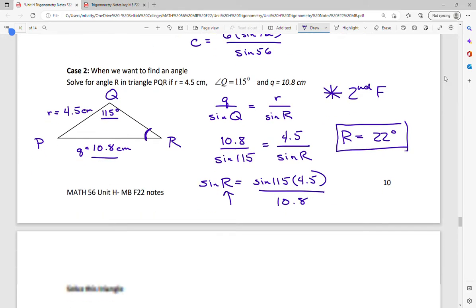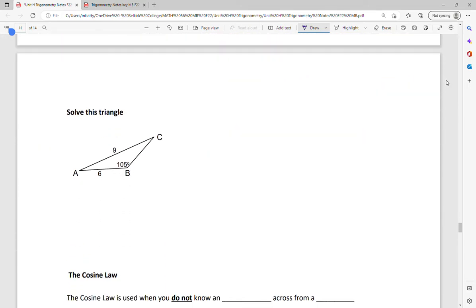Let's see this in action. We've got a triangle here. We know that we've got this angle and the side across from it. We have this side, but we don't have either of the other two angles. So what I'm going to do first is solve for angle C. If I have that, then I'm going to get a little bit closer to solving this triangle.